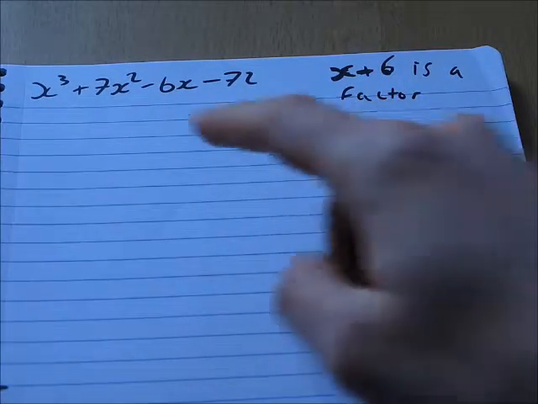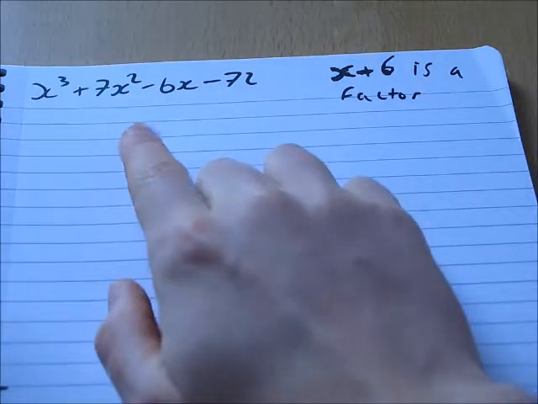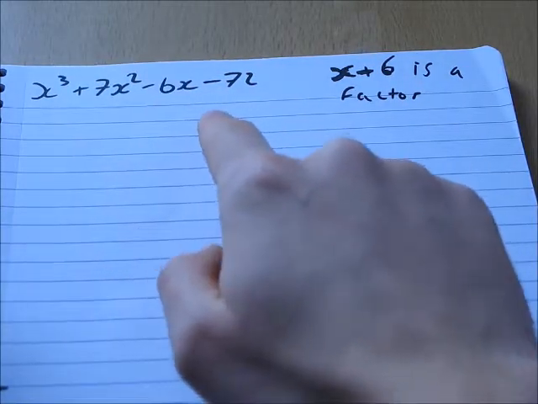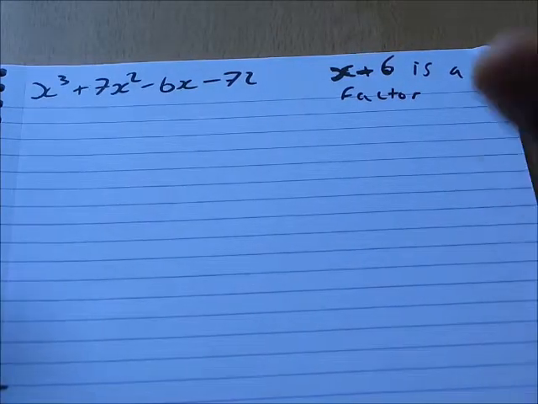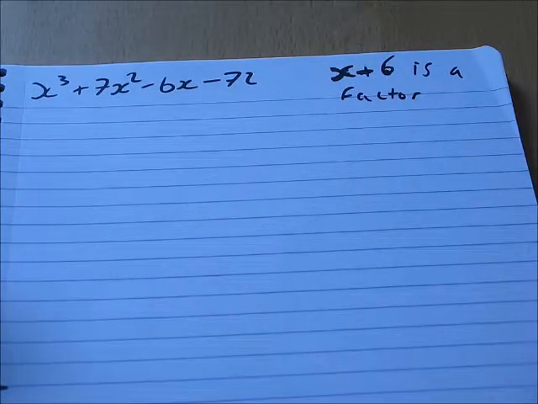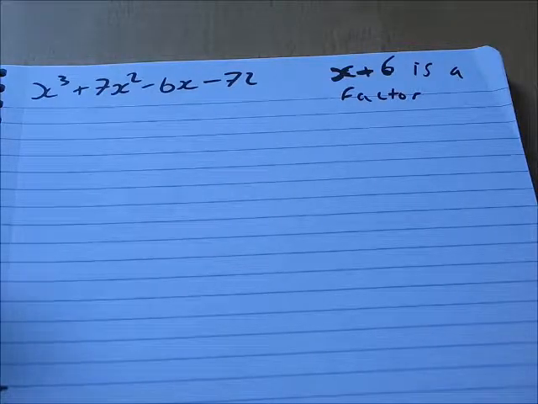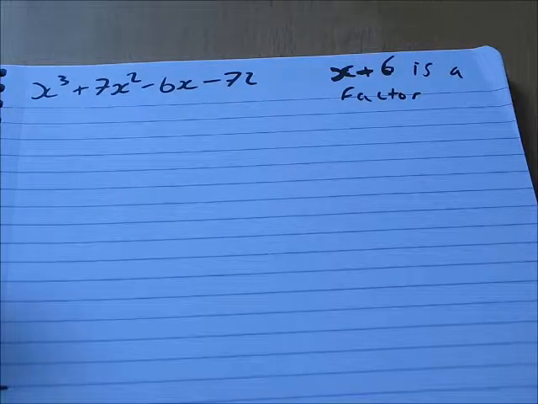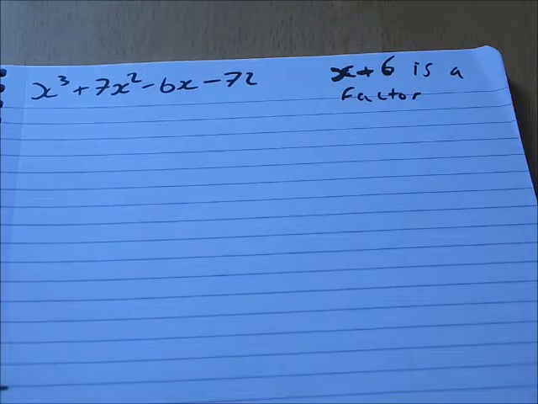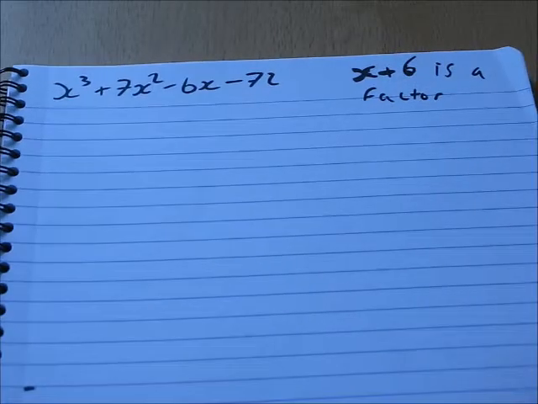Okay, so here we're going to be dividing x cubed plus 7x squared minus 6x minus 72 by x plus 6. And I'm just going to say before this that this is not as hard as it looks. It looks really confusing and long-winded, but I promise you it is just the repeated method, and once you've worked it out it's really not that hard, so try not to be too overwhelmed by how it looks.